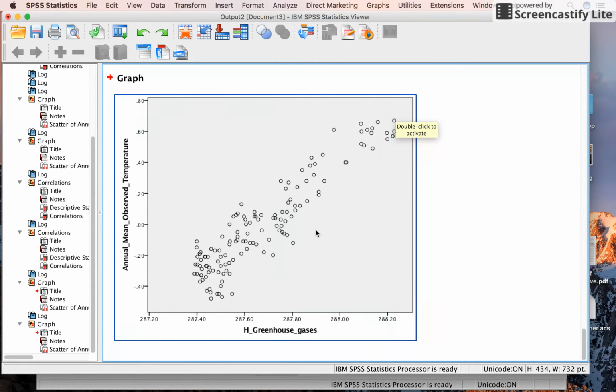Years that have very high readings of greenhouse gases are those years that have very high temperature increases, and there's not a lot of error in this relationship. All the points cluster really nicely around that line.